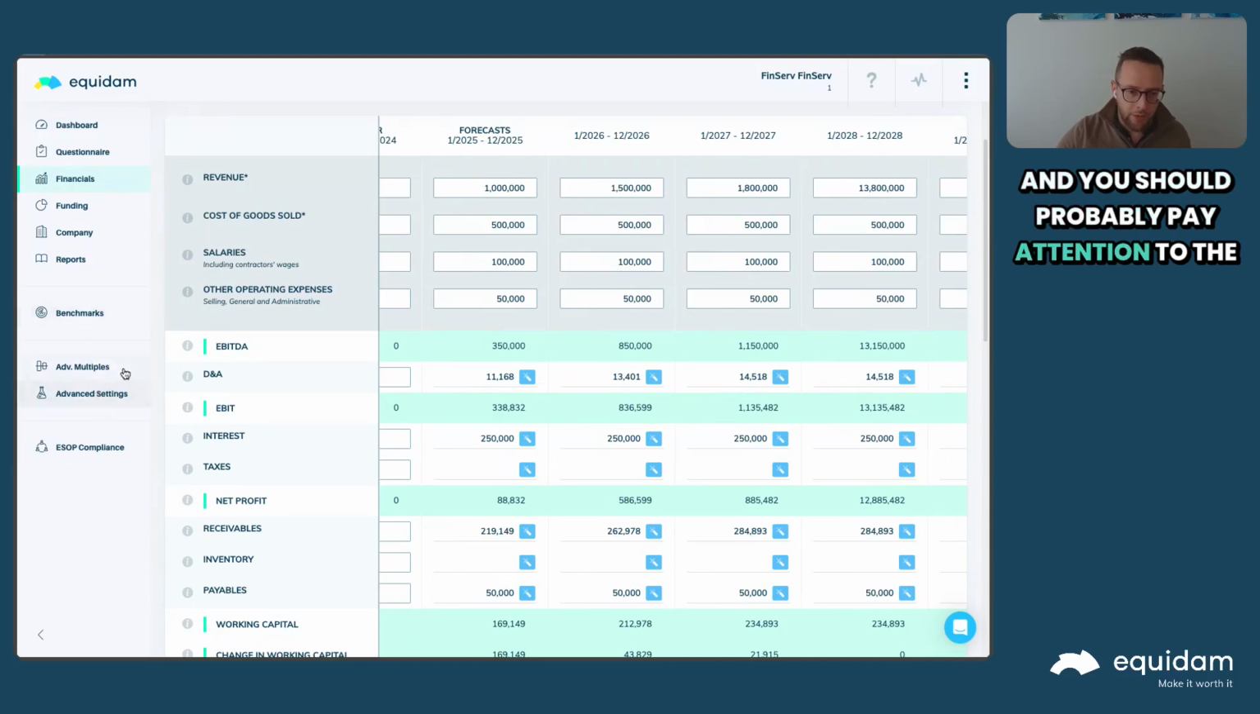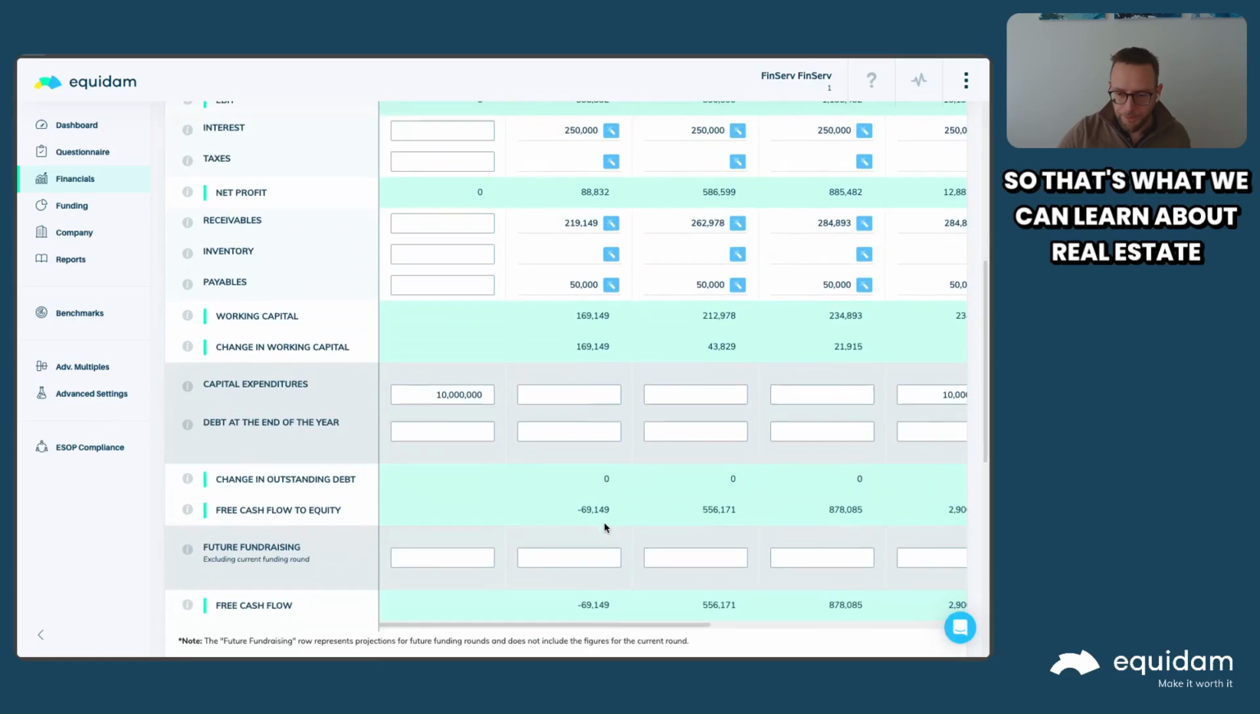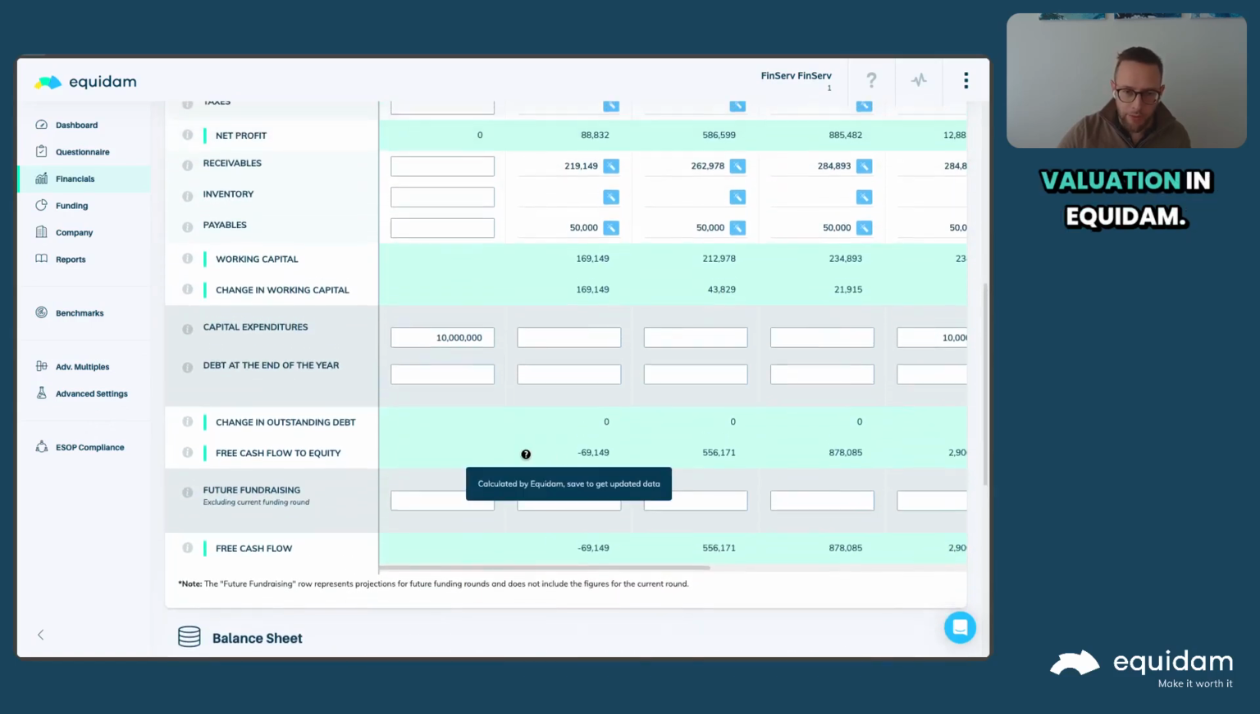And you should probably pay attention to the VC method, probably remove it. So that's what we can learn about real estate valuation in Equidam.